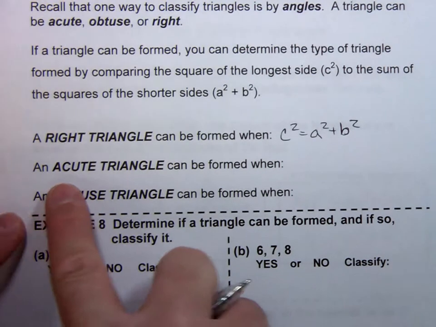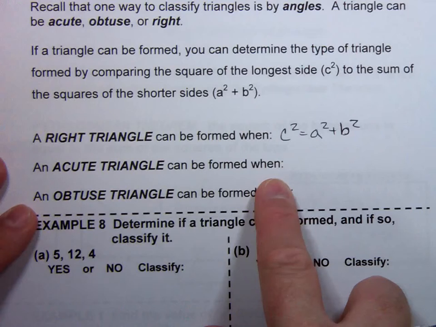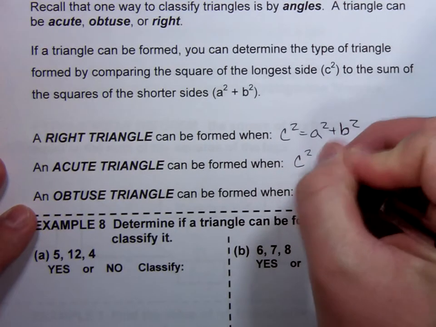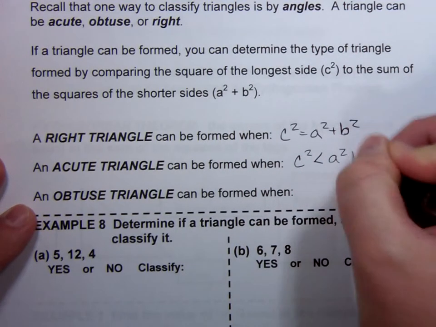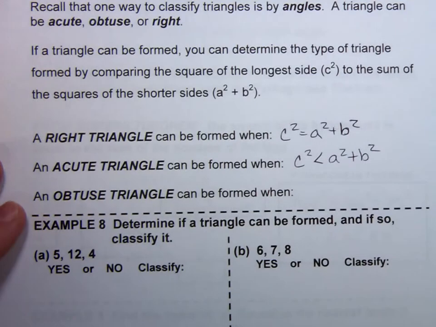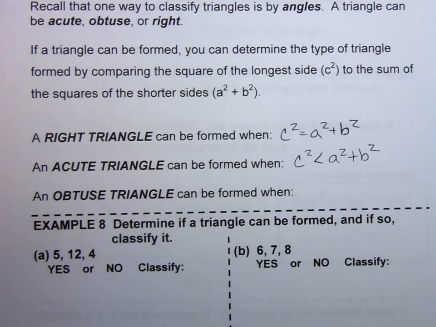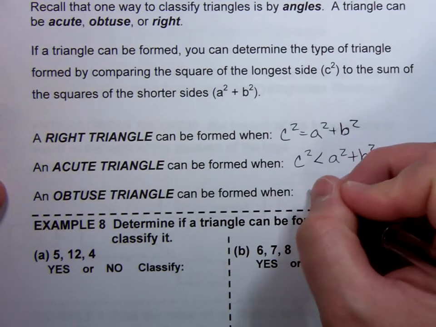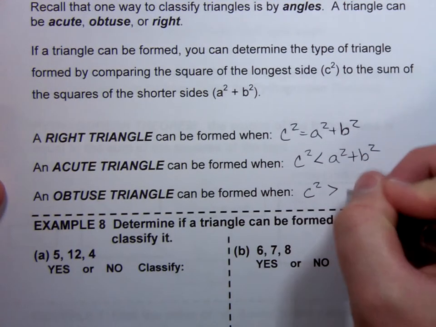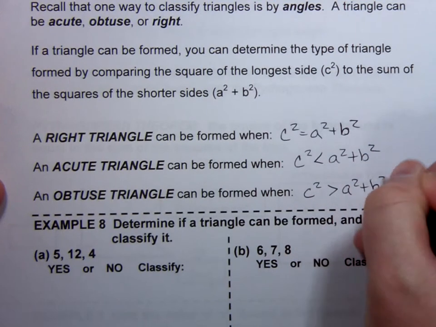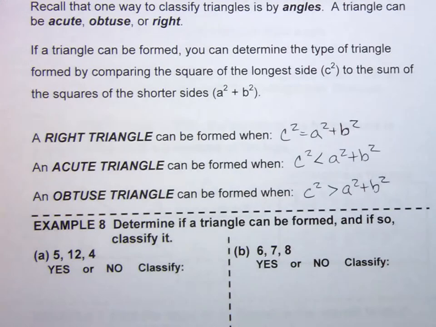Okay, it'll be an acute triangle when c squared is less than a squared plus b squared. And it will be an obtuse triangle if c squared is greater than a squared plus b squared. Well, let's just think about this for just a second and try to understand this concept.